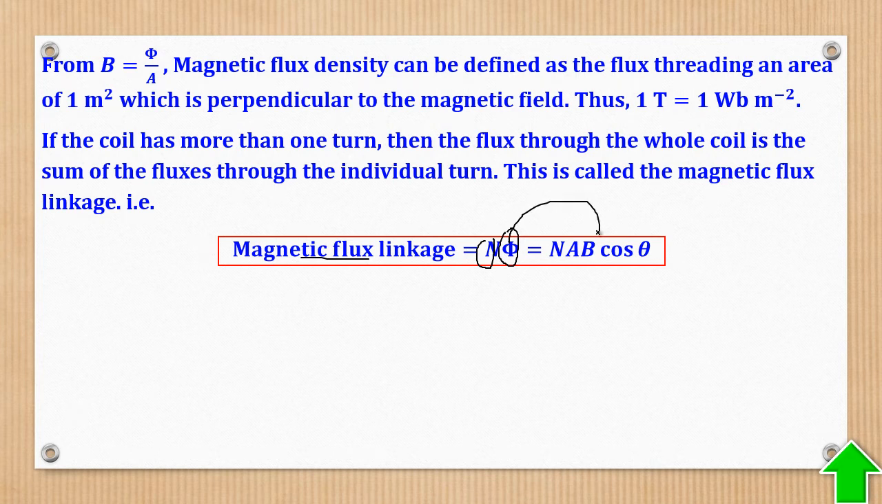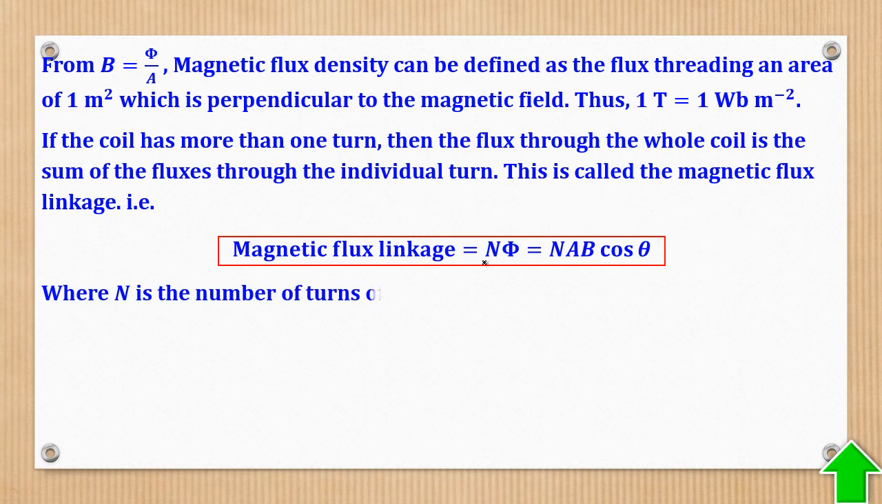But remember, I want you to be so conscious of this theta. Because why am I saying that? Because previously, this theta has been the angle between the field and the plane of the coil, of the conductor. But in this particular case, theta is the angle between the field and the normal. So something changes a little. I want you to be cautious about that. So where n is the number of turns of the coil.